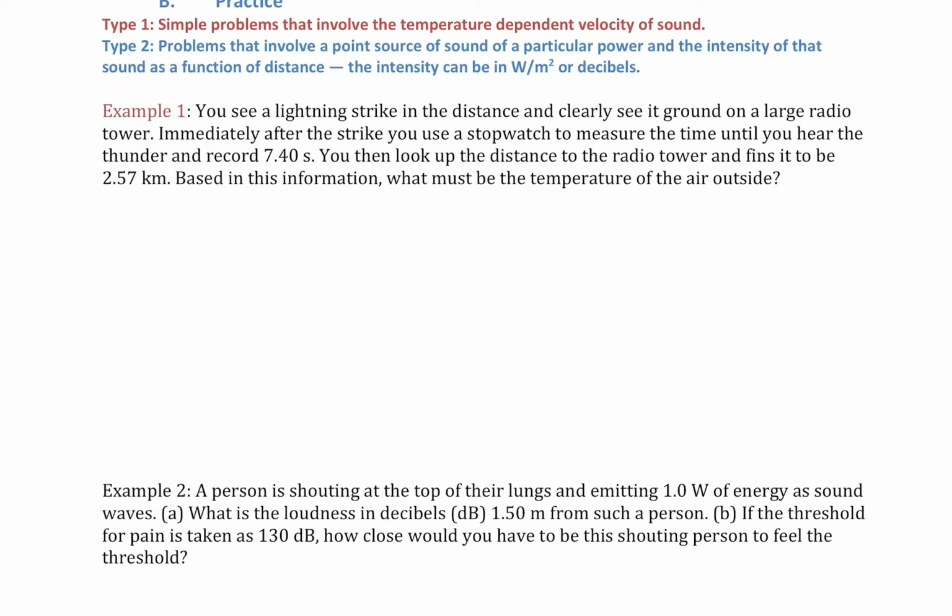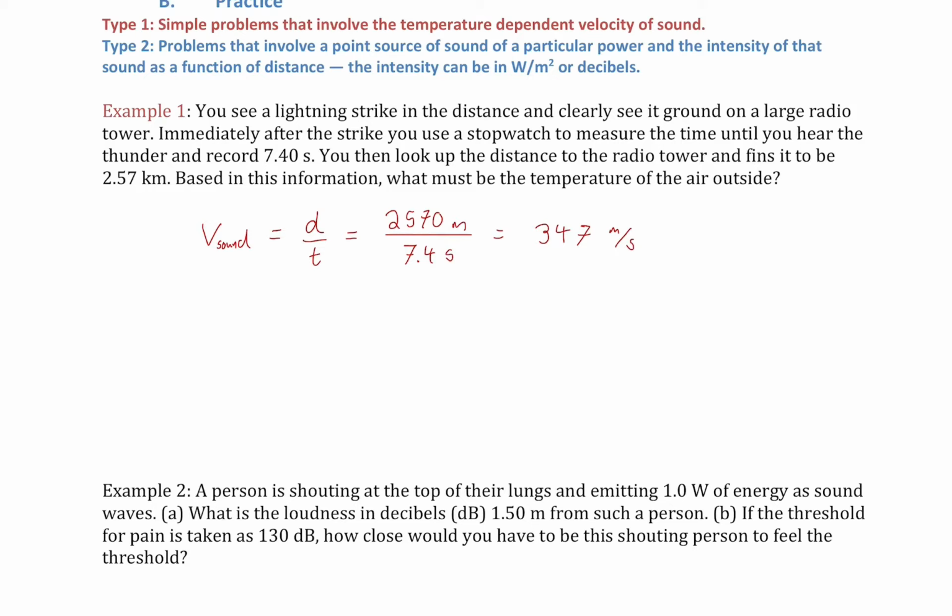So let's do our 1 velocity of sound problem. You see a lightning strike in the distance and clearly see it hit the ground on a large radio tower. Immediately after the strike, you use a stopwatch to measure the time until you hear the thunder and record very accurately 7.40 seconds. You then look up the distance to the radio tower and find it to be 2.57 kilometers away. Right? So you go online and find the distance. Based on this information, what must be the temperature of the air outside, right? So this is a very difficult and cumbersome way of measuring the temperature outside, okay?